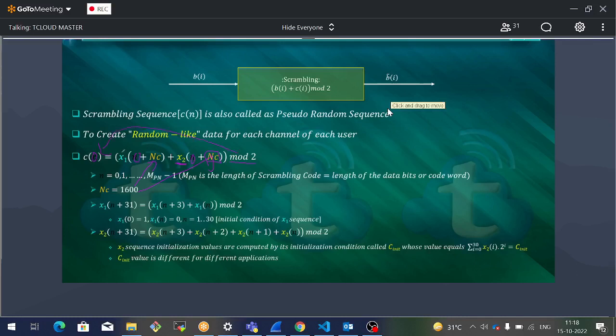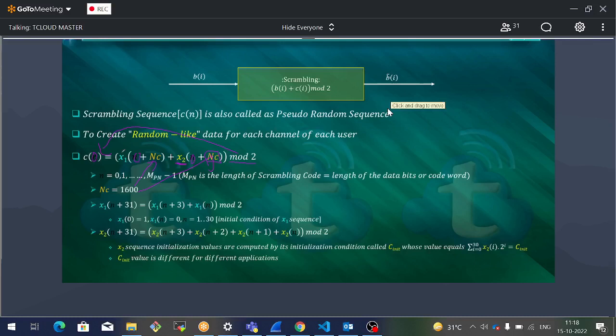Of course, the possible scrambling bits are going to be 0 and 1, because the x1 sequence and x2 sequence are zeros and ones. So if you combine 0, 0, it will become 0. 0, 1 gives 1. 1, 0 gives 1. Only 4 combinations you can get.